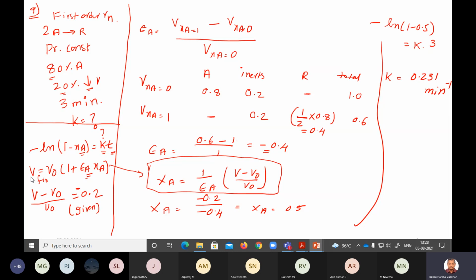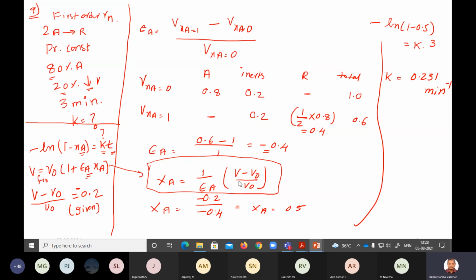So let us assume V is V naught times 1 plus sigma A XA. From this, can we calculate XA? Because XA is 1 by epsilon A times (V minus V naught) by V naught. I just take V naught, divide, and then take the LCM.